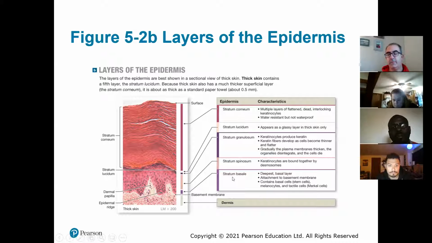However, the rest of your body is considered thin skin. So the majority of the skin on your body is thin. In thin skin, you only have 4 of these layers. The one that's missing is stratum lucidum. So this is the one that appears in thick skin only. In any thin skin, you have the corneum, the granulosum, the spinosum, the basale.